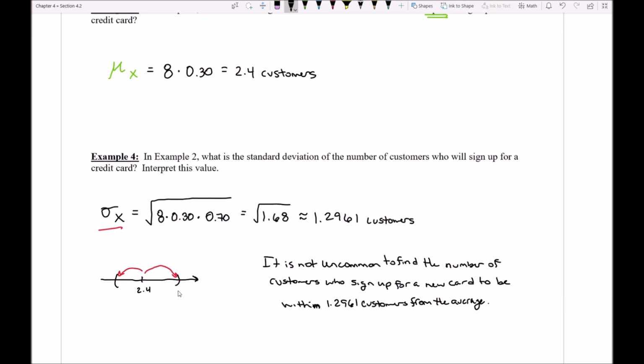You could find these values at the end and the beginning of this interval. I think if you were to actually go ahead and do the addition and subtraction, you could find that this lower value is 1.1039 and this upper value is 3.6961. So you could also say it's not uncommon to find the number of customers who sign up for a new card to be between 1.1039 and 3.6961 customers. So this is how I can calculate the mean and standard deviation for a binomial distribution.